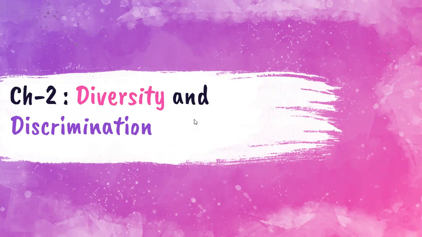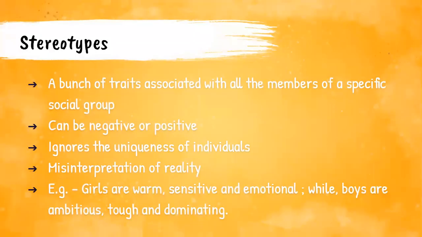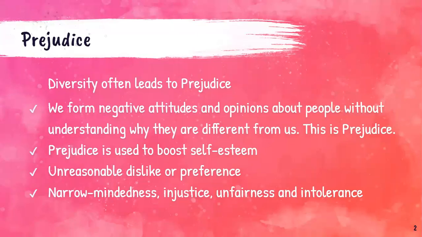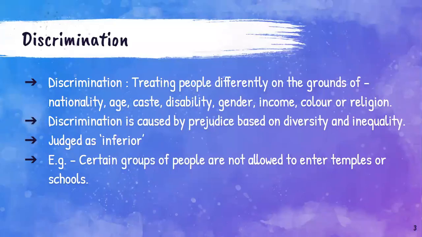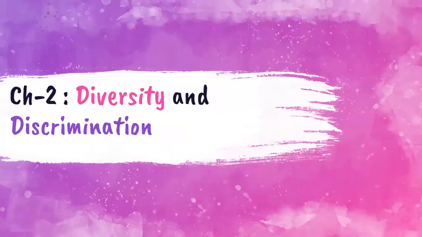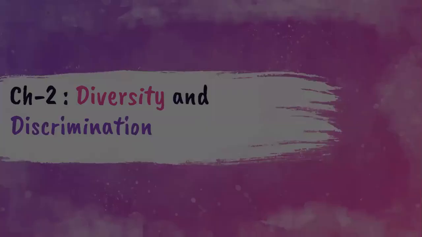So, just a small recall of what we studied previously. We studied three concepts: stereotypes, discrimination, and prejudice. Prejudice is forming negative attitudes and opinions about people. Discrimination is when you act on them, and stereotypes is when you associate a bunch of traits with a particular group. Now, let's continue further and move on to the next segment of our chapter.